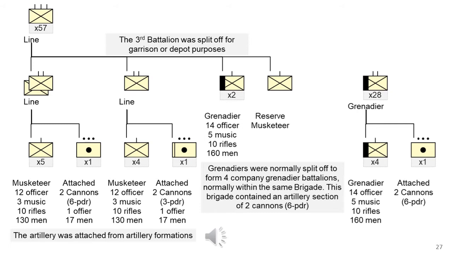The 2 grenadier companies were split off and formed grenadier battalions, which were normally in the same infantry brigade. Each infantry battalion received a pair of 6-pounder cannons, which for battalion guns seemed rather large. These guns were heavy and would not be able to keep up with the infantry while being man-handled, but I would expect they would be useful in defence.